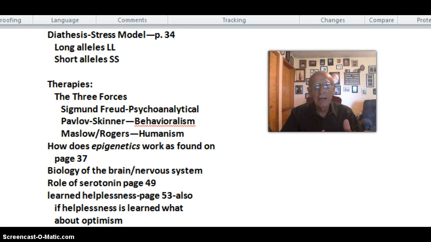Just a little bit on the therapies and then backing up to the diathesis stress model on page 34. Now, what this says, and this whole chapter is about this, is the integrative approach and how various factors in our lives integrate by biological integration, cultural integration, social integration.